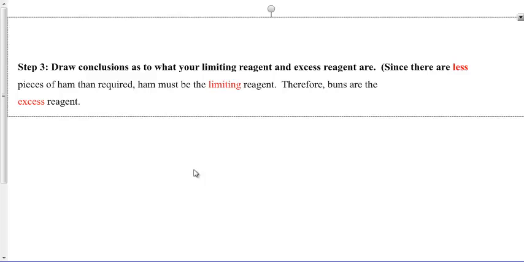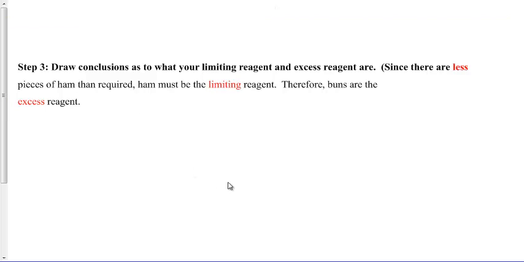So I'm going to draw some conclusions here about limiting and excess reagents. Since there are less pieces of ham than required, ham must be the limiting reagent because I'm going to run out of it. Therefore, buns are the excess reagent. Think of excess as extra. I have more than I need.